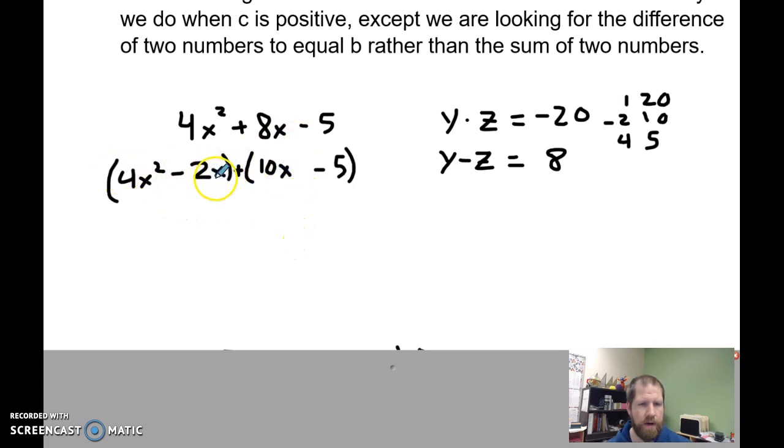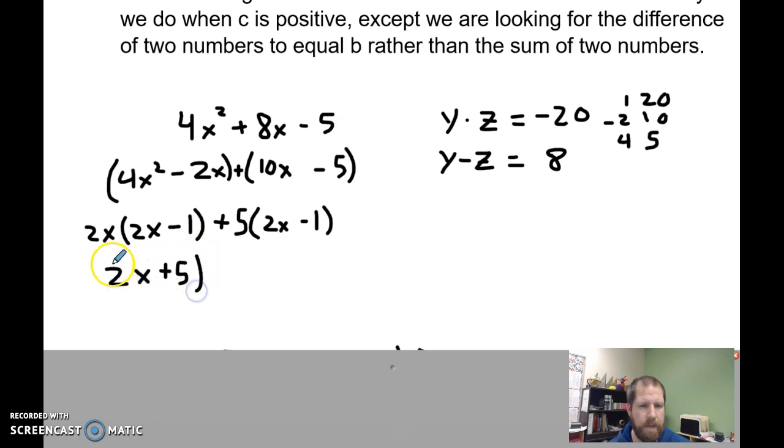Okay, greatest common factor, 2x. So 4x squared divided by 2x is going to be 2x. Negative 2x divided by 2x, negative 1. Greatest common factor here is 5. So 10x divided by 5 is 2x. Negative 5 divided by 5 is negative 1. I've got the same binomial, so I can put them together as 2x plus 5 times 2x minus 1. Okay?